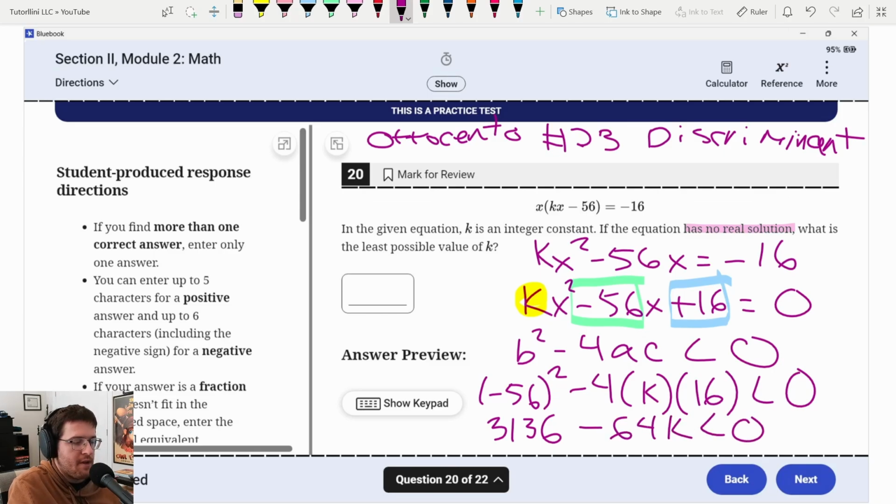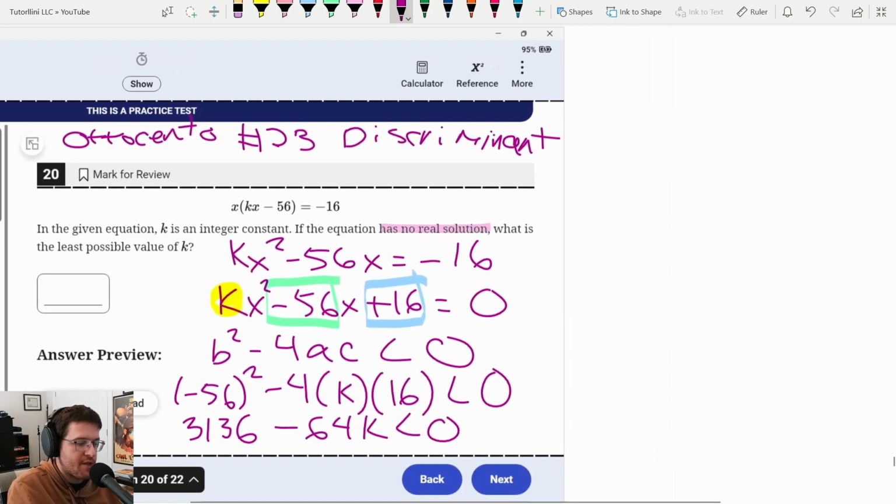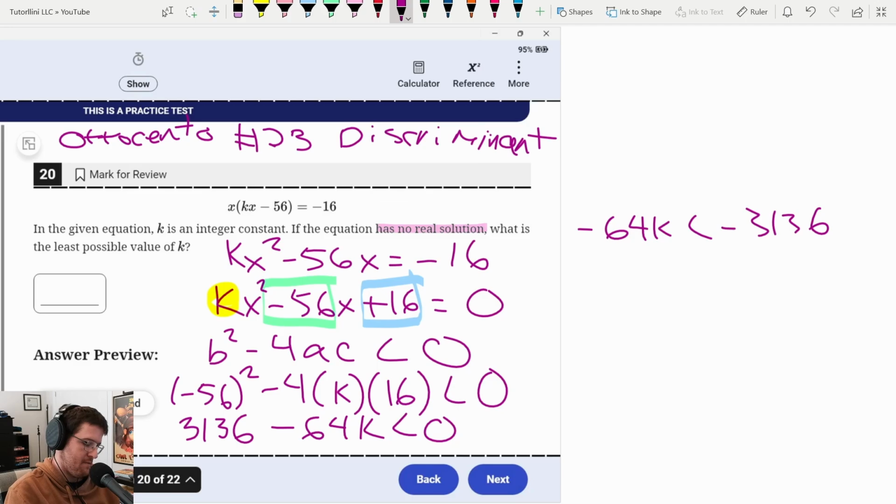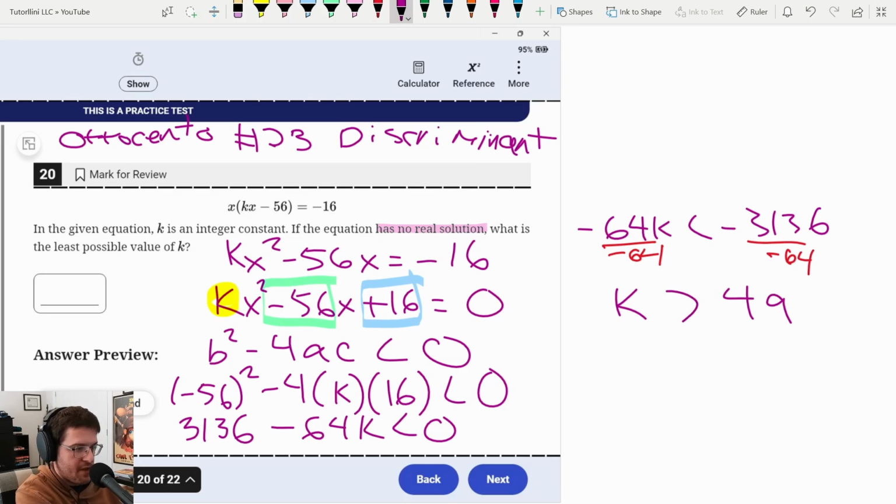So now I am going to subtract 3136 from both sides, and I get negative 64k is less than negative 3136. And now I'm going to divide both sides by negative 64, and I get 49. But when I divide both sides by a negative in my algebra, I have to flip the inequality sign. So k must be greater than 49.